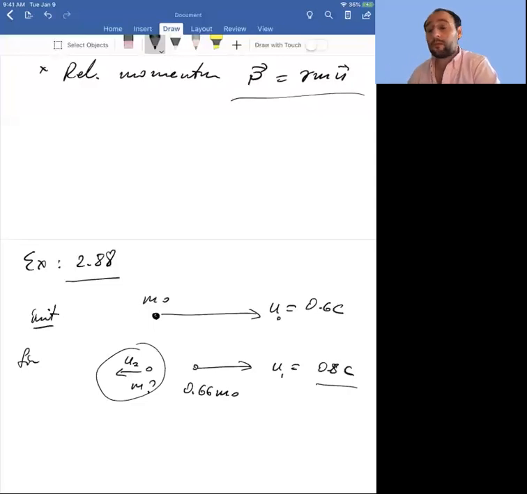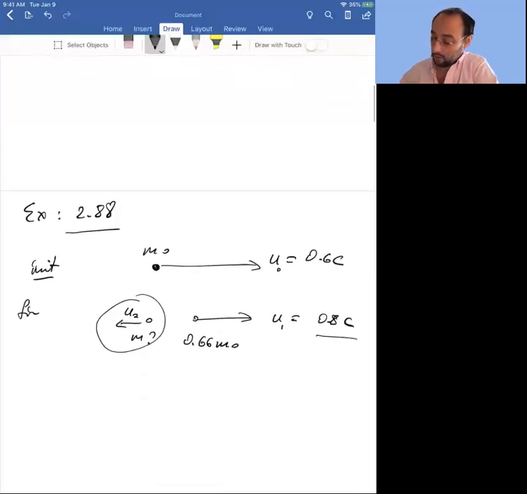As always, in situations like this, whenever you solve problems of this sort, whether it's physics 141 or at this level, you just have to count the number of unknowns. So what are the unknowns? The unknowns are m and u2. So two unknowns. Therefore, you need two equations.